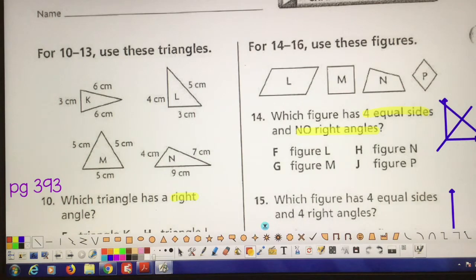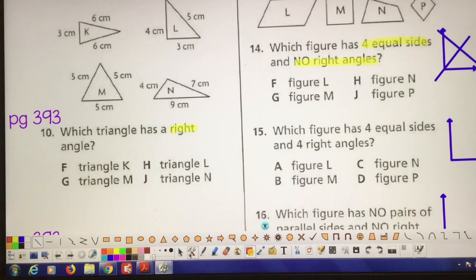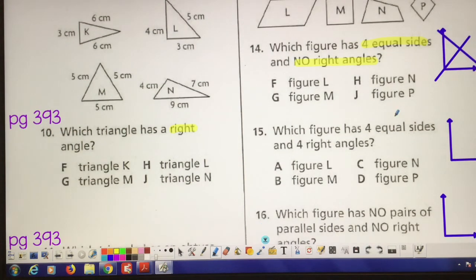Okay, number 15. Which figure has 4 equal sides and 4 right angles? So 4 equal sides and 4 right angles. So I am looking for something that does have a right angle, but 4 equal sides.